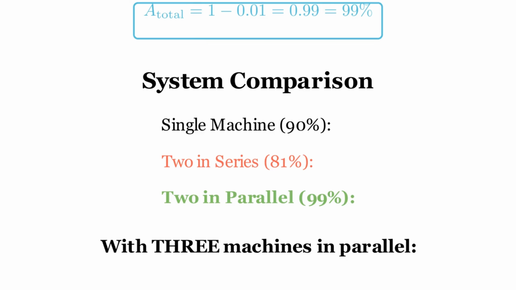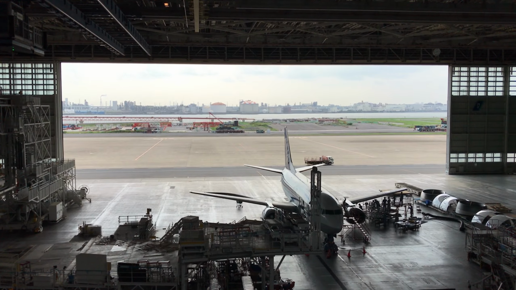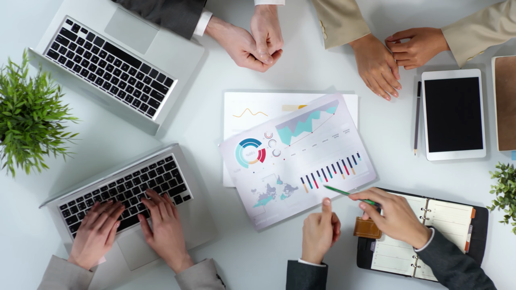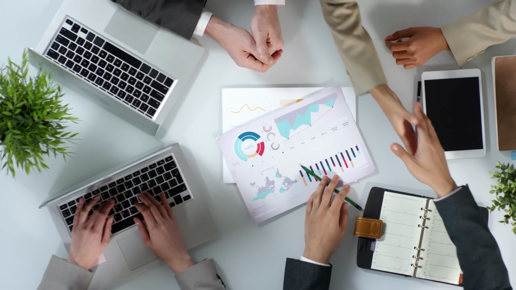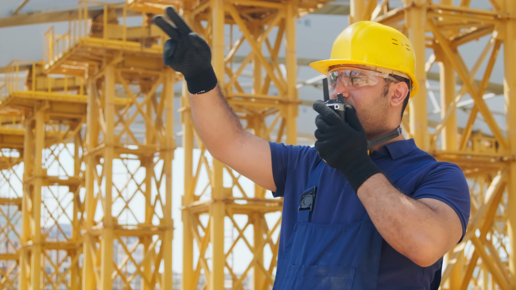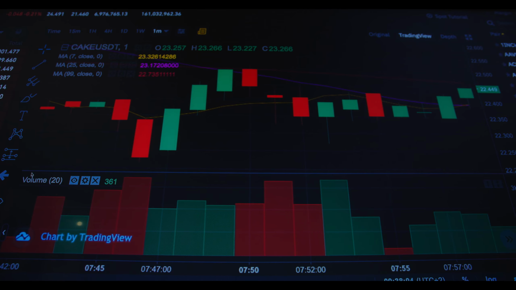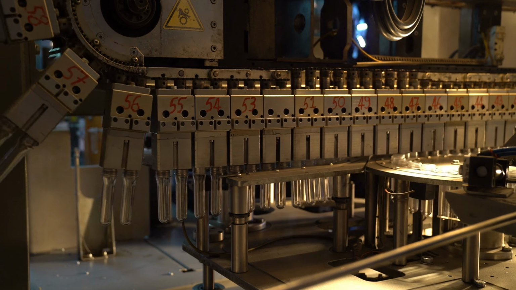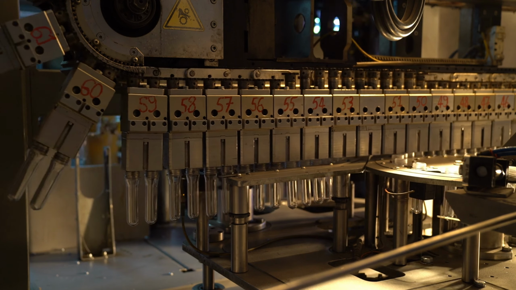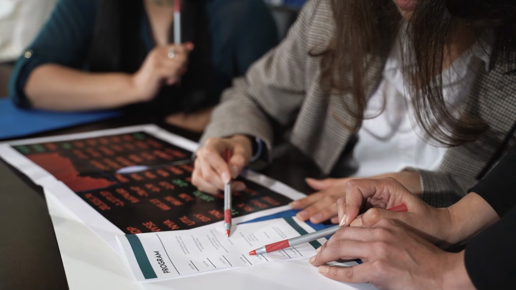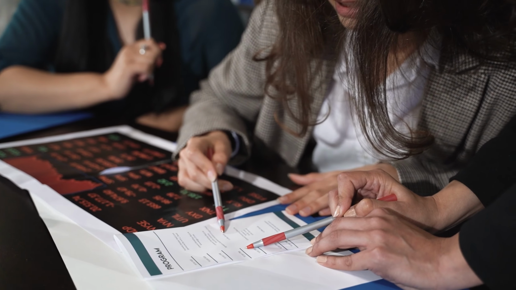Want to see something even more impressive? Let's add a third parallel machine. With three machines in parallel, each at 90%, we get 99.9% availability. This is why critical systems like aircraft controls, hospital life support, and data centers use parallel redundancy. It's not about cost, it's about reliability and safety. Of course, there's a trade-off. More components mean higher cost and complexity, but for critical applications, the improved reliability is absolutely worth it.